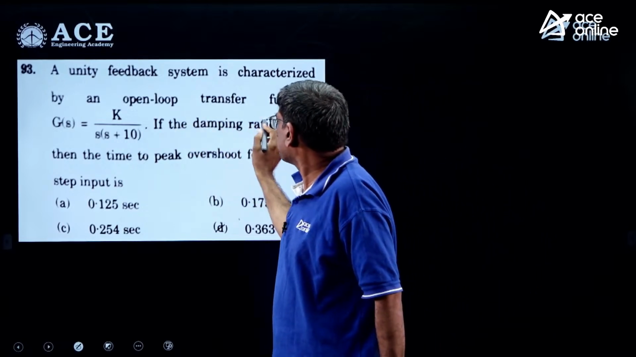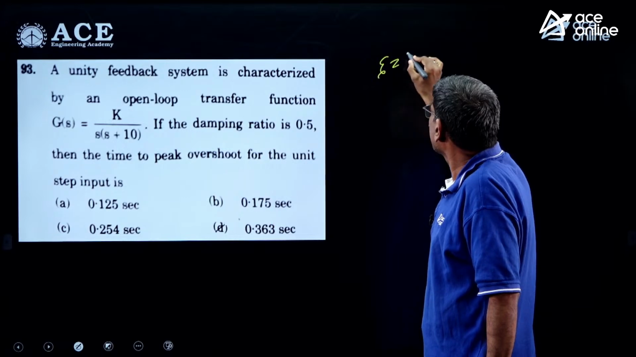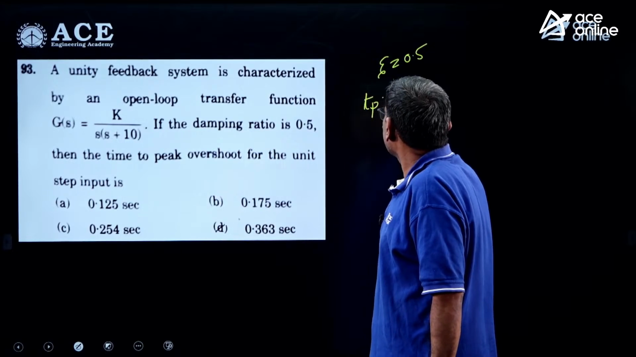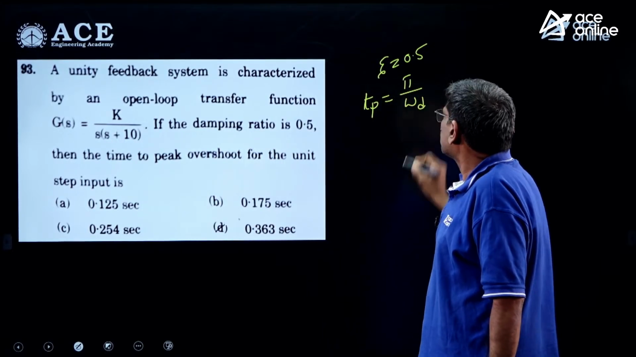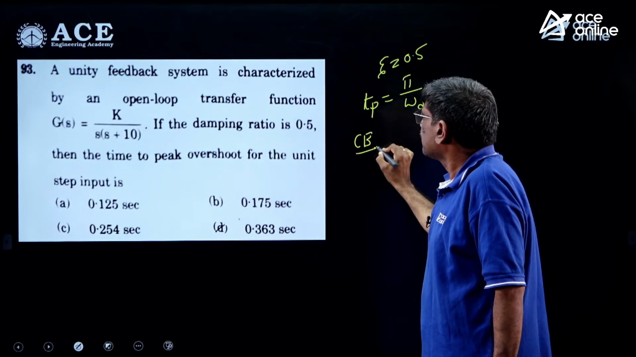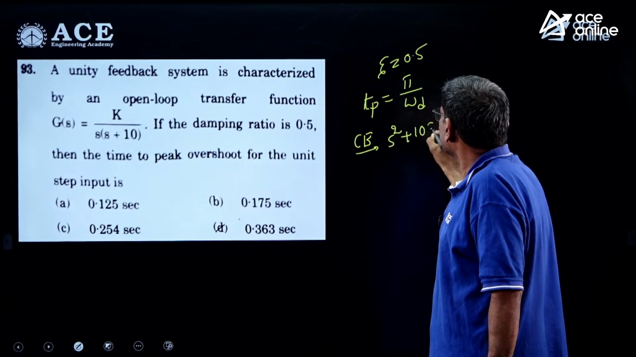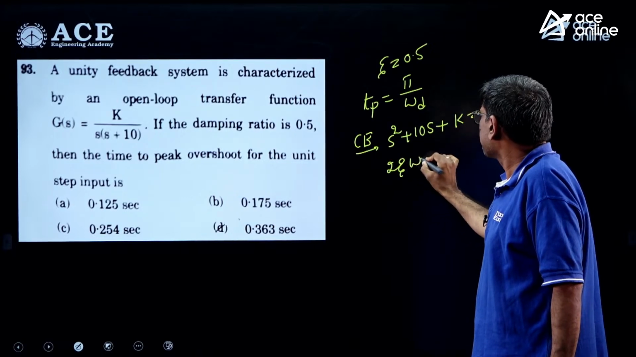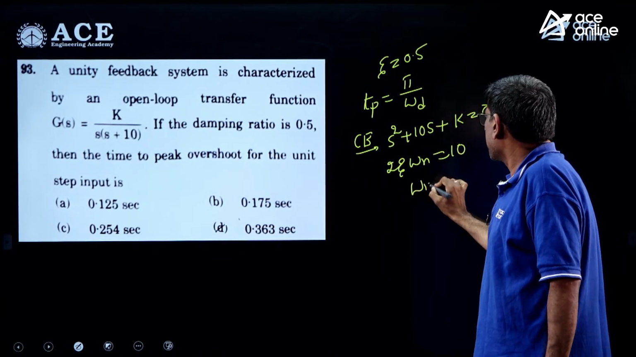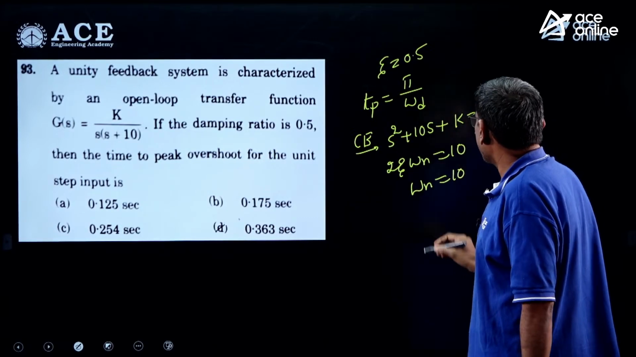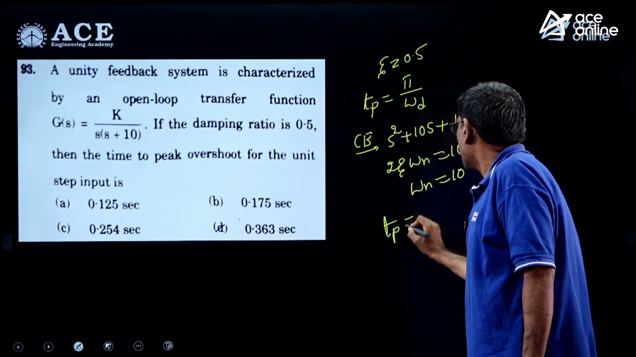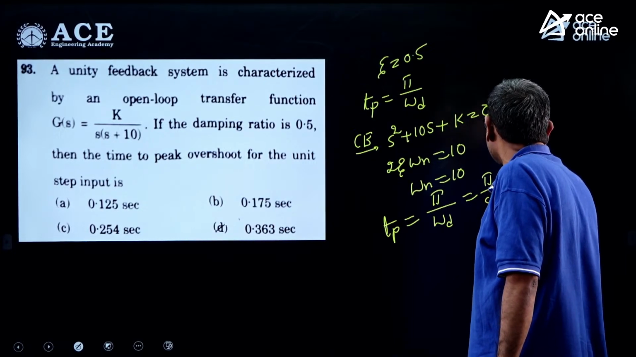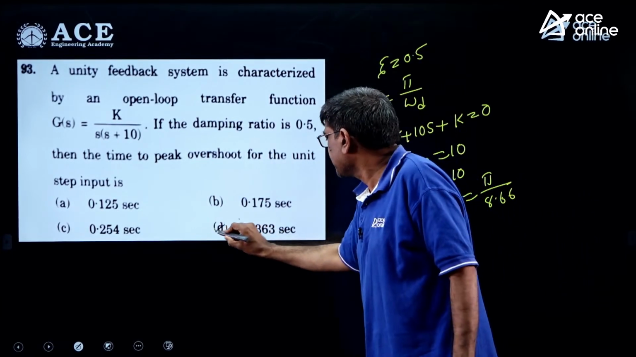Here a unity feedback system is given, damping ratio zeta 0.5 is given. They are asking the time to peak, Tp, that is pi by omega d. The characteristic equation is s square plus 10s plus k equal to 0, 2 zeta omega n equal to 10, then omega n equal to 10. So we don't need omega n. You find Tp. So what is Tp? Pi by omega d. If you find omega d, you will get 8.66. The answer you will get is 0.363.